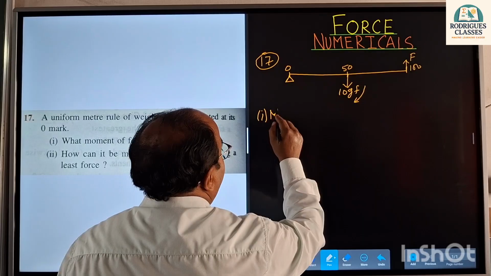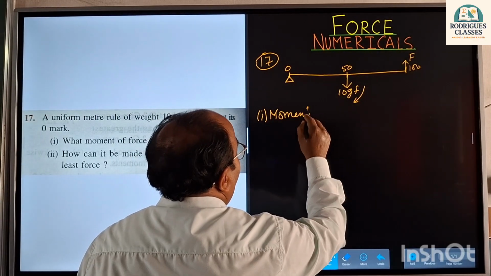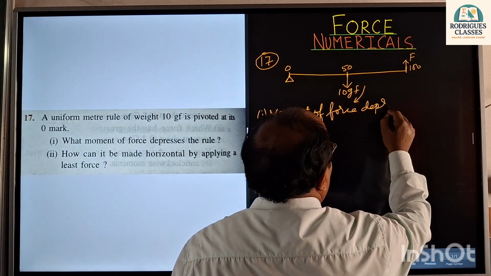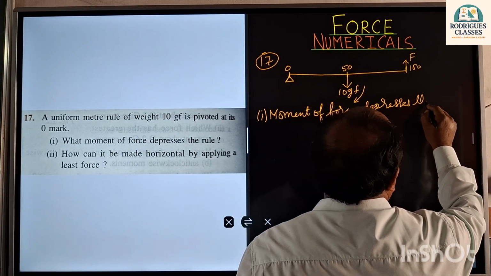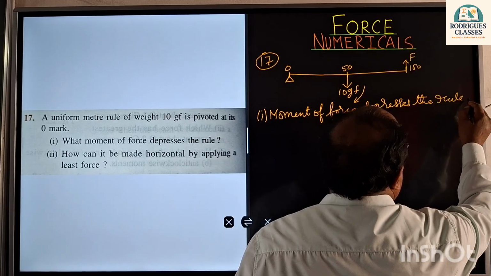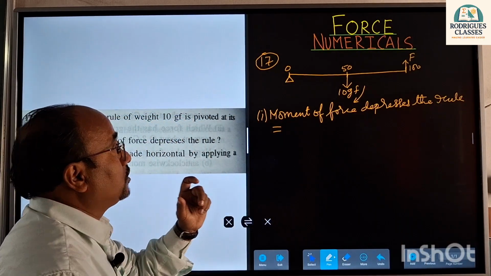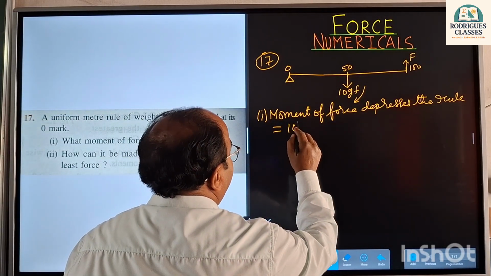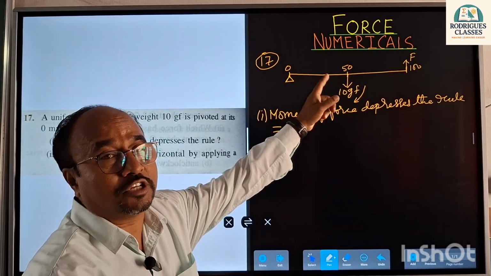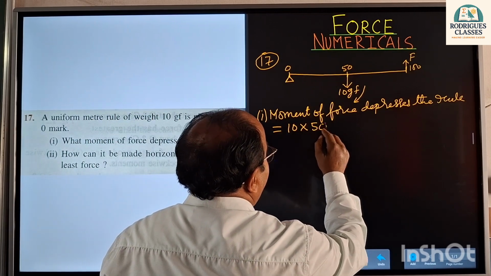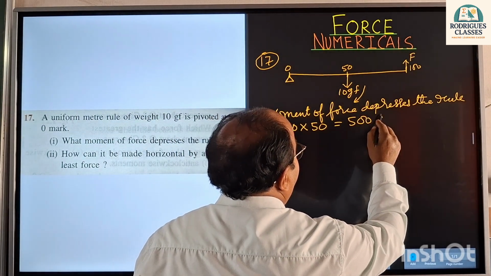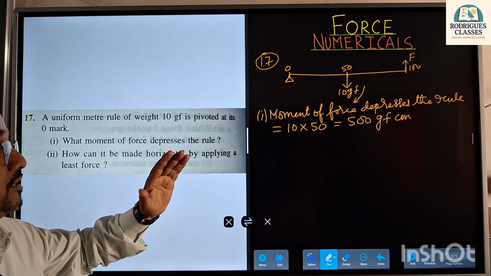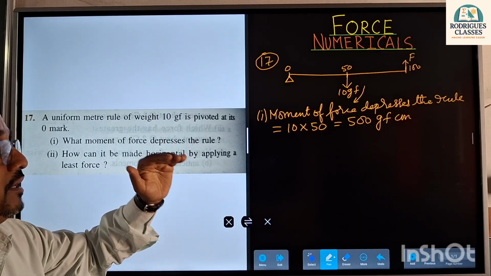So I will write here: moment of force depressing the rule is equal to the weight of the rule, which is 10 GF, times the distance from 0 to 50, which is 50. So it becomes 500 GF centimeter. So this is my first answer. This 500 GF centimeter is depressing the rule.